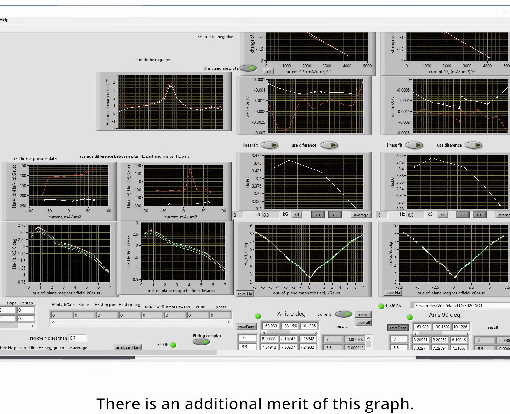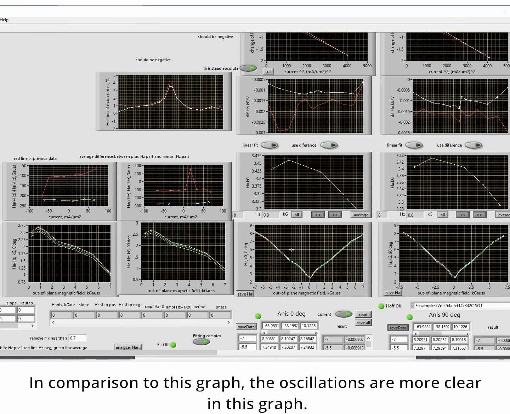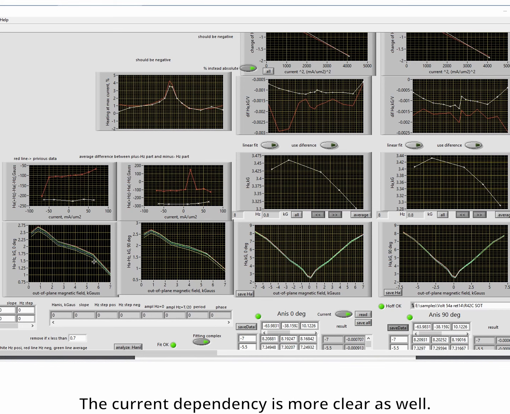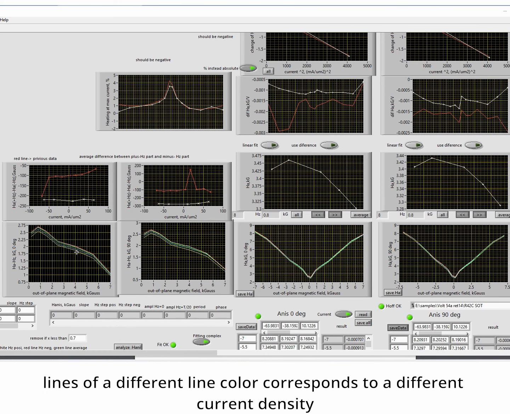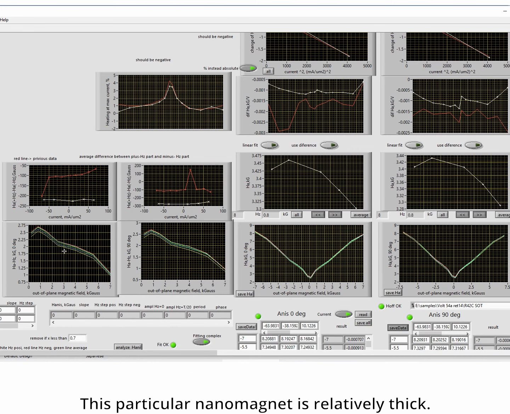There is an additional merit of this graph. In comparison to this graph, the oscillations are more clear in this graph. The current dependency is more clear as well. Lines of different color correspond to different current density. This particular nanomagnet is relatively thick. That is the reason why its coefficient of spin-orbit interaction is negative.